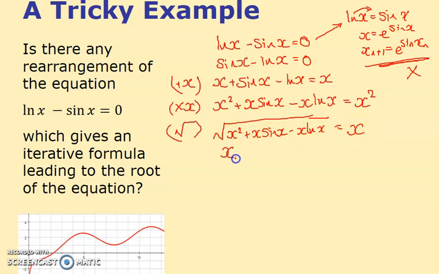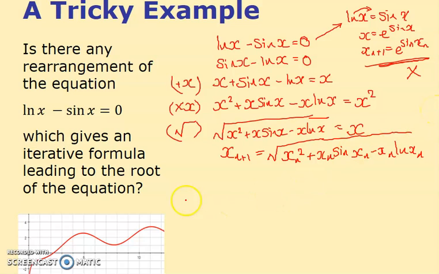So I'm saying my iterative formula is x n plus 1 equals the square root of x n squared plus x n sine x n. So remember to put those in brackets, x n log x n. That's amazing, isn't it? Well, I want to go through this because I've got a few minutes left, so let me just highlight this. Now, this equation has a root down there, and just looking at it, it's about 2 on my graph.